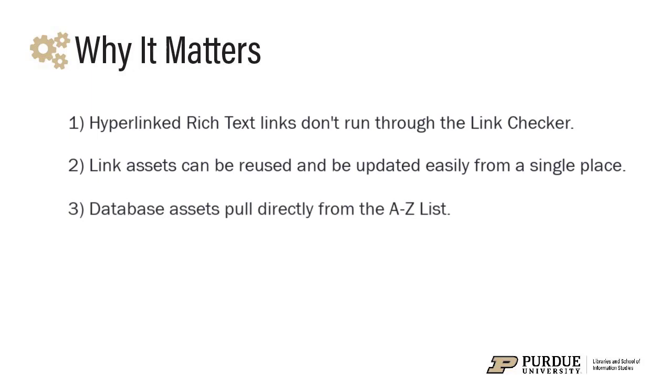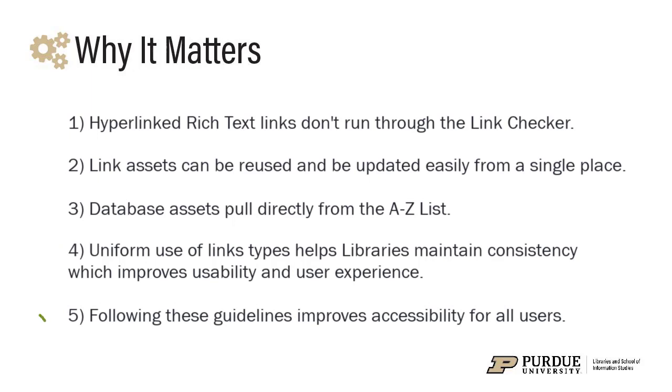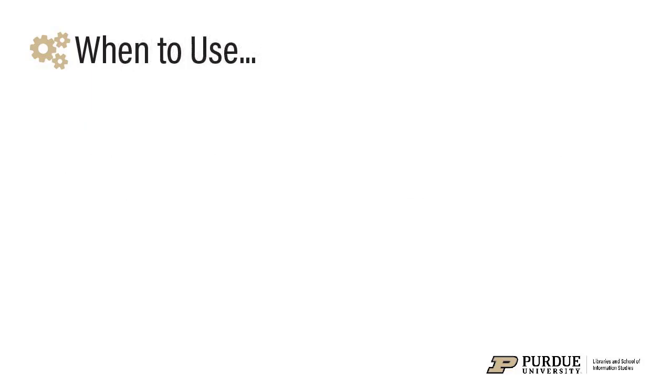Database assets pull directly from the A to Z database list, which is updated regularly. So any updates to the description and name changes will automatically update on all guides when those changes are made. Uniform use of these link types among all LibGuides users will help libraries maintain consistency, which improves usability and overall user experience. Following proper linking guidelines improves accessibility so that all users are able to access the resources and information they need.